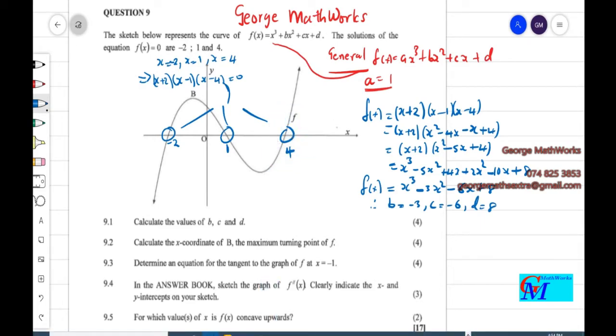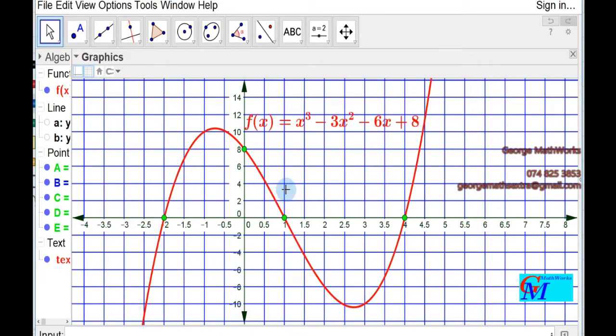So let me show you that sketch here quickly, and we discuss what is happening there. Now, here goes the graph. If you look at this graph, I sketched the equation x cubed minus 3x squared minus 6x plus 8, which is the equation that we found when we did the calculation. It is cutting at minus 2, at 1 and 4, which means it is satisfying those values that are given in the sentence. And it has a maximum turning point at this point and at this point here.